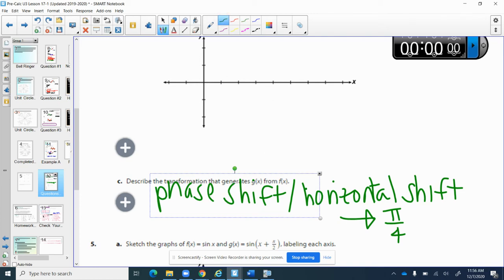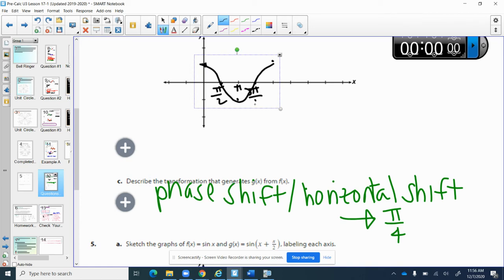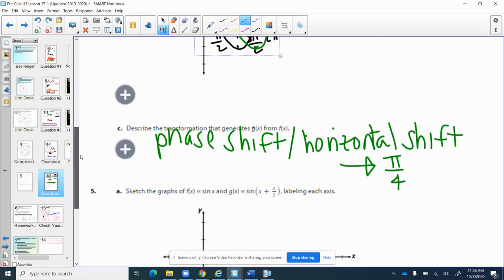So our original graph, again, if we're going off of the traditional parent function values, which you should label, would have looked like this again: pi over 2, pi, 3 pi over 2, 2 pi. Well, if we're shifting everything to the right, this would now all look like this. Okay. AKA pi over 4 units.